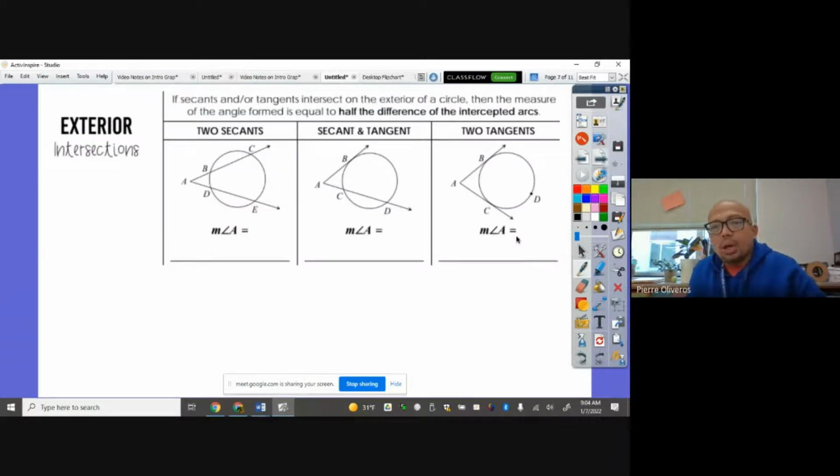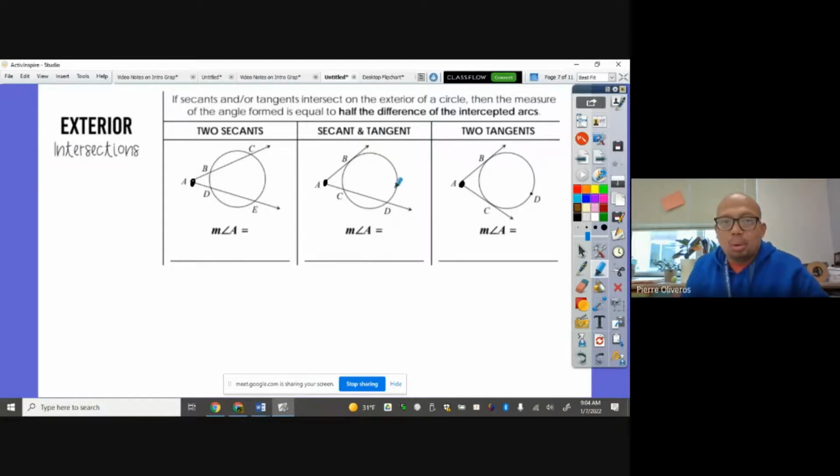Next, what about if we have the exterior intersection? There are several possibilities here. If secants and or tangents intersect on the exterior of a circle, then the measure of the angle formed is equal to half the difference of the intercepted arcs. What's the meaning of that? If you notice first, all of the intersections, whether it's two secants, a tangent and a secant, or both tangents, are outside the circle. Remember that.